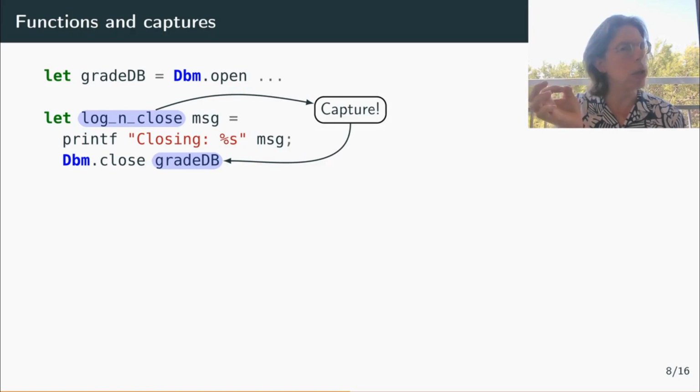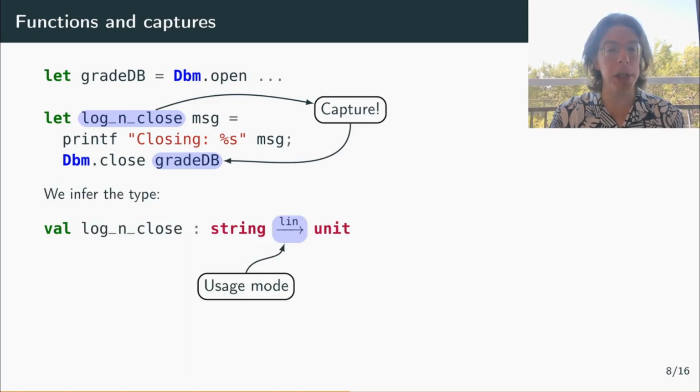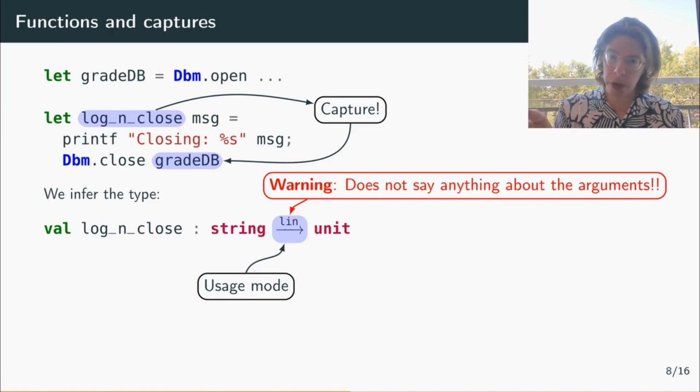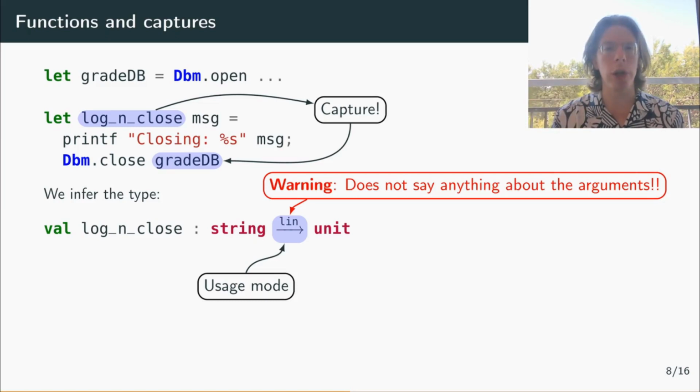If we ask the af type checker, it's going to give us this type: string, arrow annotated by lin, and unit. And the annotation on the arrow indicates the usage mode of this function. It indicates that log and close must be called exactly once. A fair warning to make everything clear: this annotation does not say anything about the argument. Here, the argument is of type string, so it's unrestricted. You can do whatever you want with it. The arrow, and in particular this linear arrow, is not a lollipop from linear logic. It only says something about the function itself.